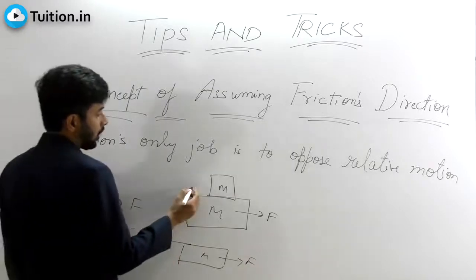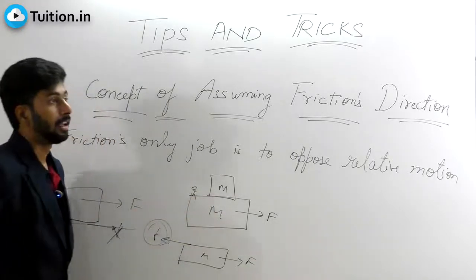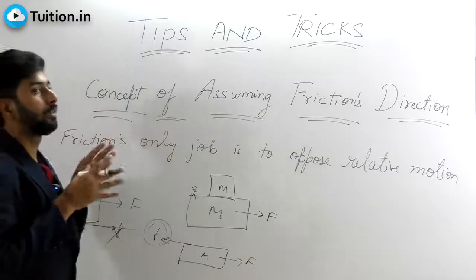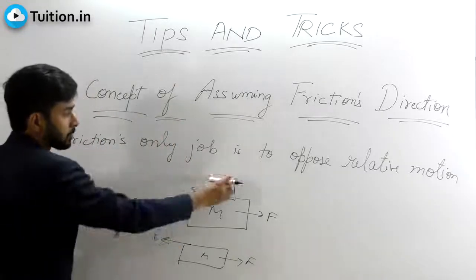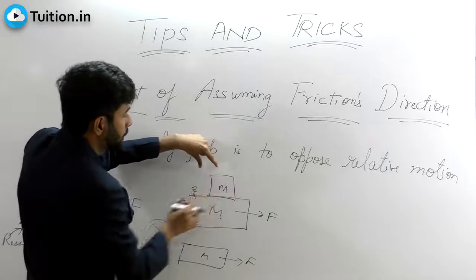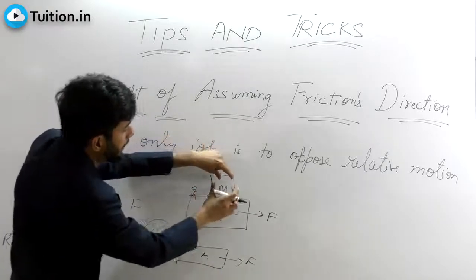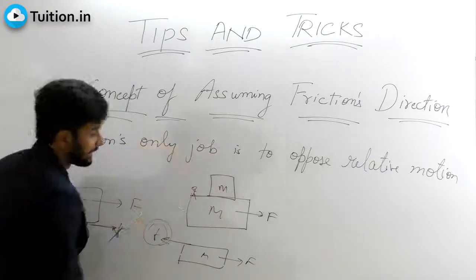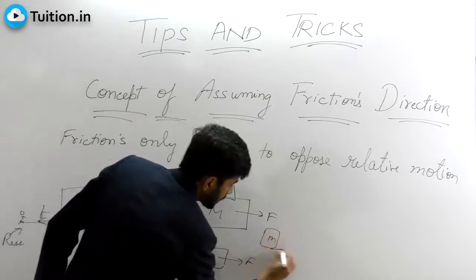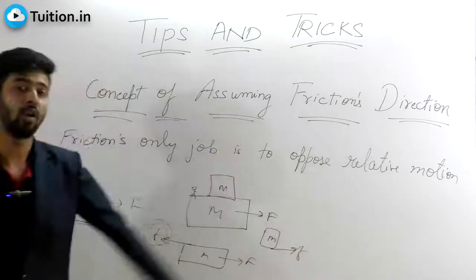And if I stand on capital M, because capital M is moving forward and actually small m is at rest, it will look as if small m is moving backwards. That's why on small m, friction is acting in the forward direction.